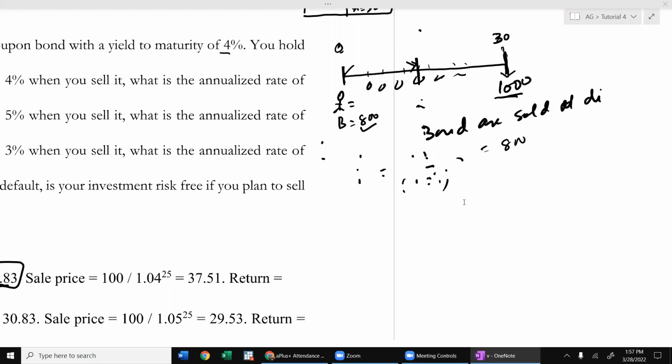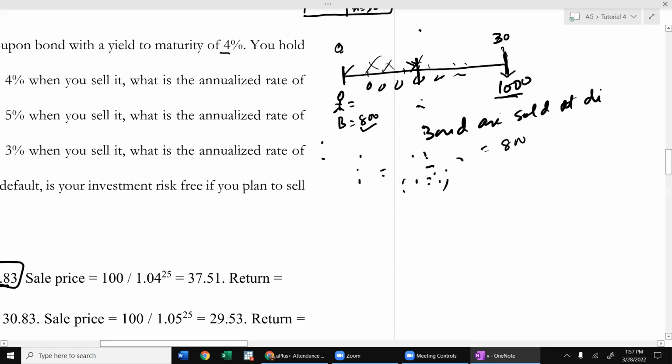Okay, so it means that you have bought this bond at 800 with the expectation that you are not going to get anything in between, and then you will get 1000. So you are expecting a difference of 200. So that's why you have bought this bond. So normally non-coupon bonds are sold at a discount. So that is the motivation.